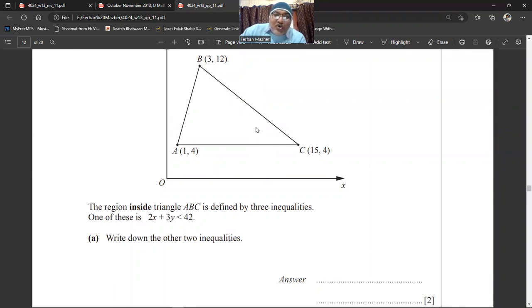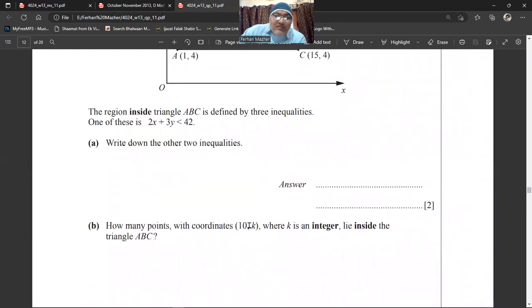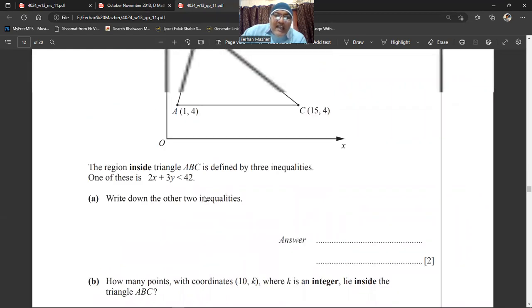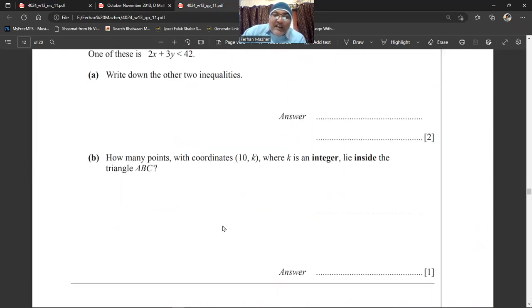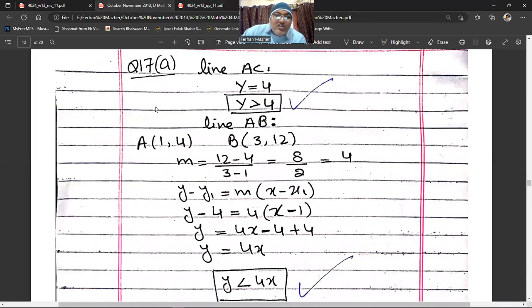10 comma k means the point is somewhere here, because here you will have x equals 10. Okay, so there are two inequalities. It should be more than y equals 4 and less than this line. The y value, which is k, should be more than 4 and less than this line. I will actually find out less than how much. Let me show you.